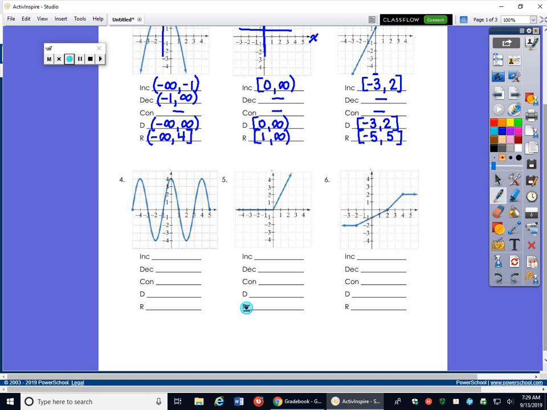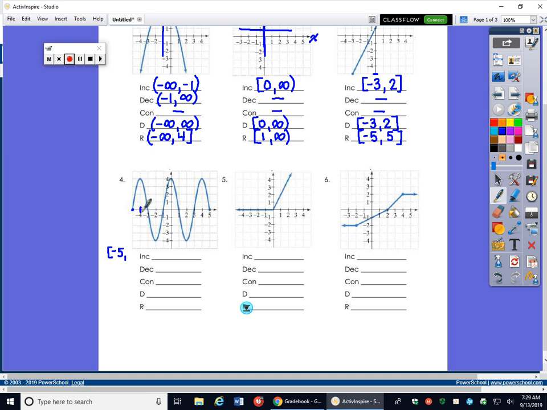Okay, number 4. This is going to be good. Increasing. So increasing, we can use a bracket. I'm going to actually start out here because there are several places. We can use a bracket here because that's the start of the graph. So that would be at negative 5. And it's going to go until negative 4.